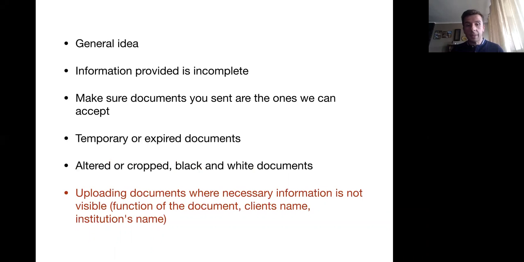Okay. Again, this is something we actually covered in previous points, but it's worth mentioning again. Do not upload documents where the necessary information is not visible, such as the client's name or the institutional name. The idea, again, is for us to see what this document is, so it will say an ID card, a personal card, the name of the client or the person.